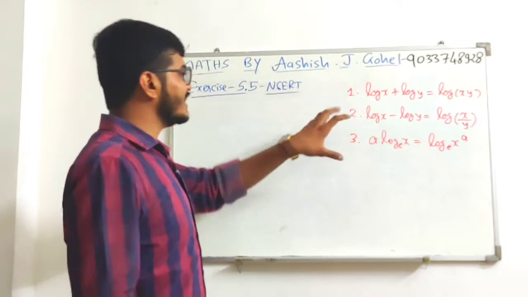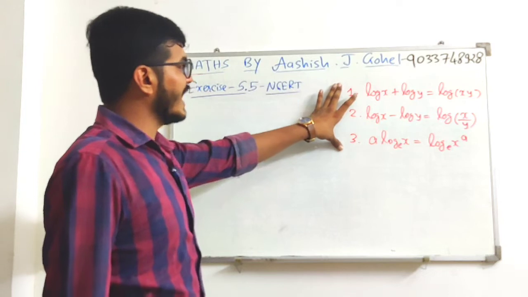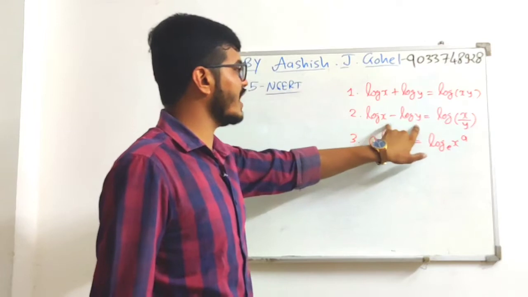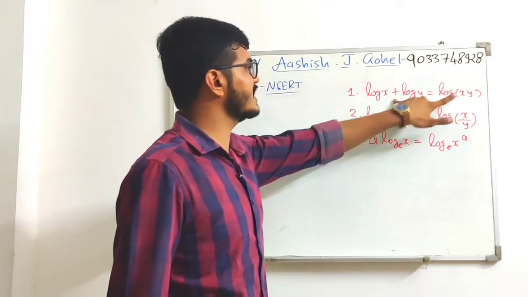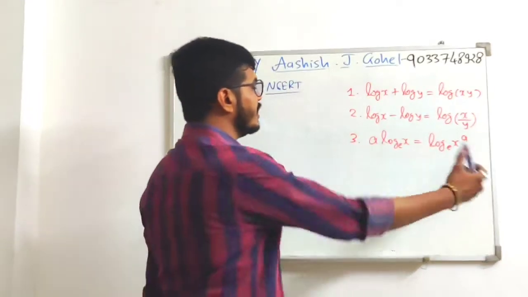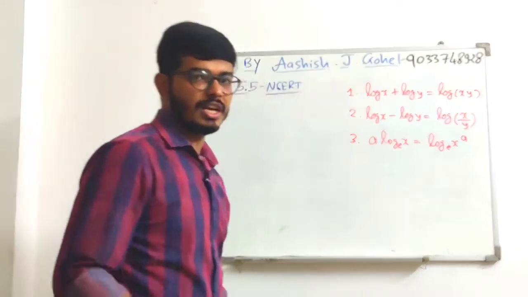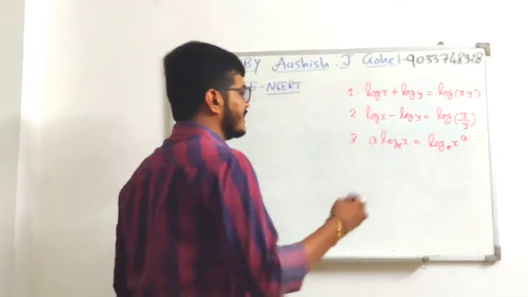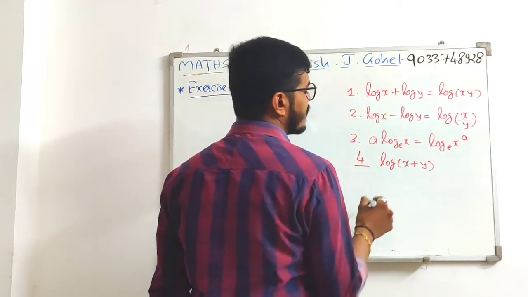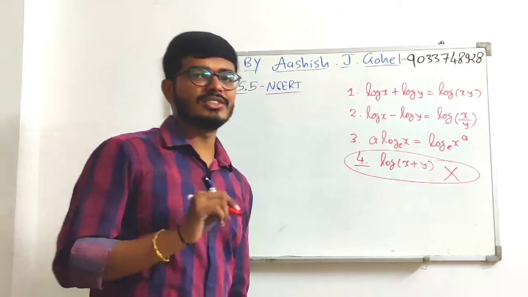For that purpose you need to remember the basic properties of logarithmic functions: log x plus log y is log of x into y, and log x minus log y is log of x divided by y. If plus, then multiplication; if minus, then division. And if any term is given in multiplication, then you can keep that term in power. And you must remember one thing: there is no formula available for log of x plus y. If it is given like this, then there is no formula for it.